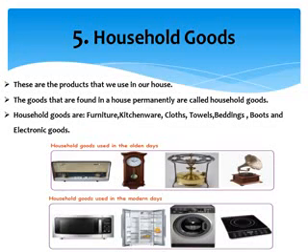The household goods are furniture, kitchenware, clothes, towels, beddings, boots, and electronic goods. Even our clothes, even our towels, we call household goods. So you can see these are the household goods used in the olden days. You can see all this. It's a clock, it's a radio, it's a stove. You can see all this.